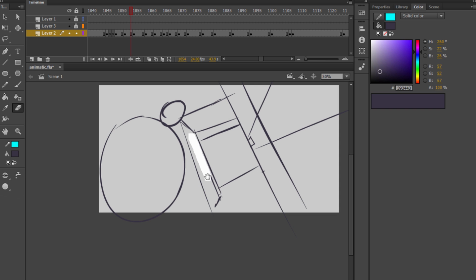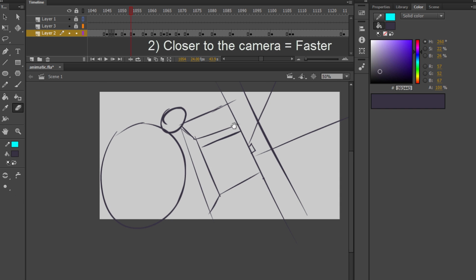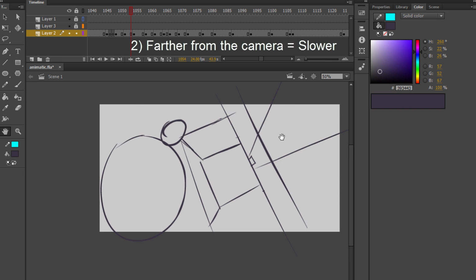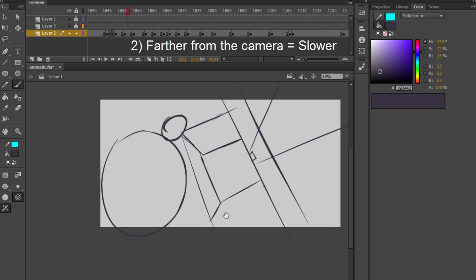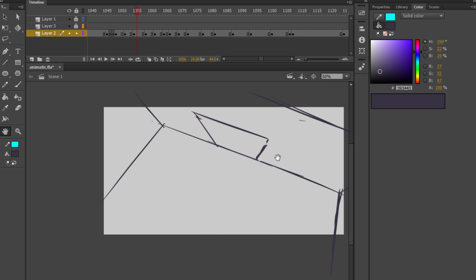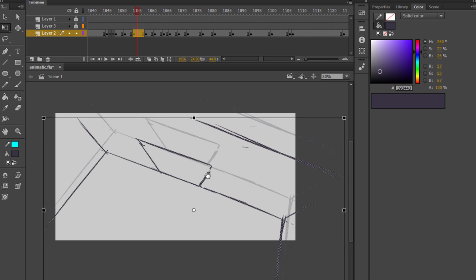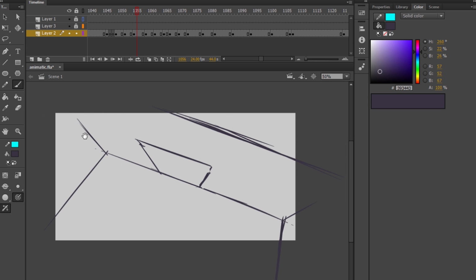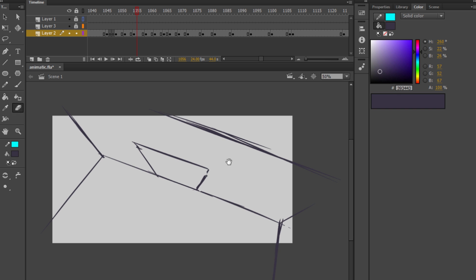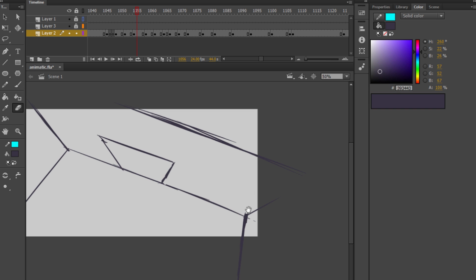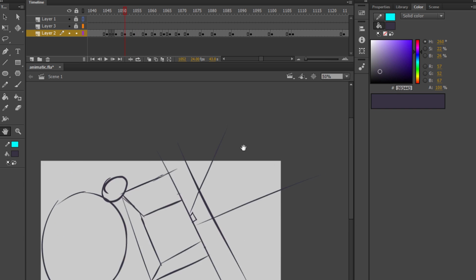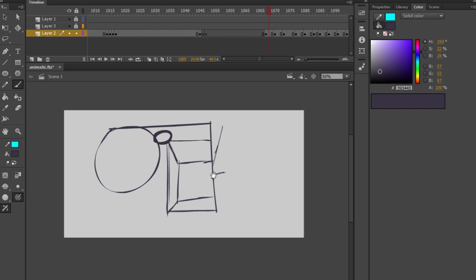So the second one is that things move faster when they're closer to the camera, and they move slower when they're further away from the camera. So a lot like the first principle, except we're talking about movement here, motion. If something's really close to the camera, it will only take 1 or 2 frames for it to fully move in and out of the camera's path. However, if it's like right in the distance, it could be having a very slow motion.